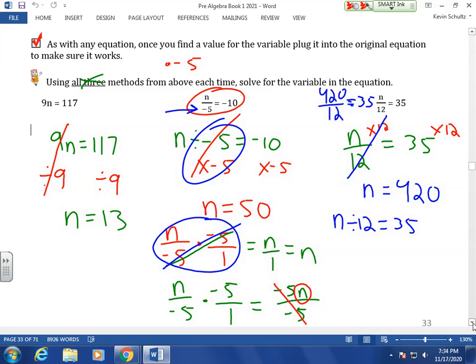Okay. If you want to write it horizontally, n divided by 12 equals 35. And you're dividing by 12. So to undo that, you're going to multiply by 12. These do cancel out because remember, they're in opposite parts of those fractions. And 35 times 12 gives us 420. So either way you want to do it, it's still the one step. You're dividing in the original equation. So to undo that, you're going to multiply.